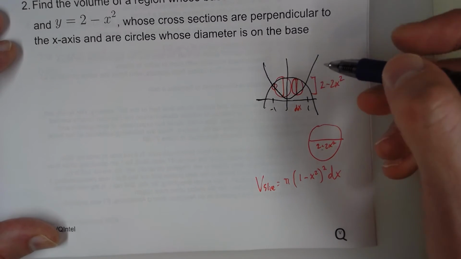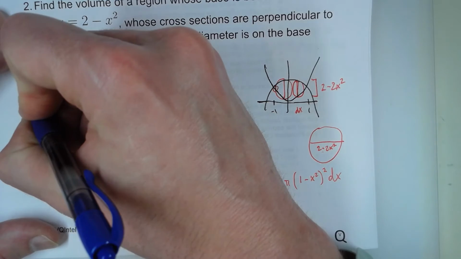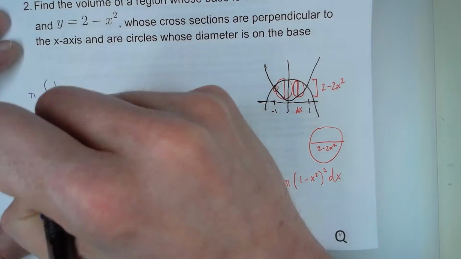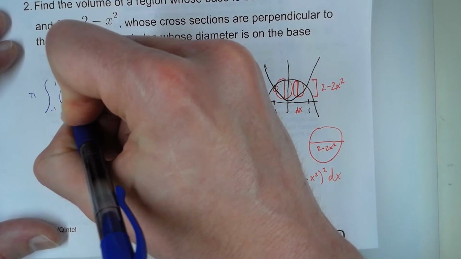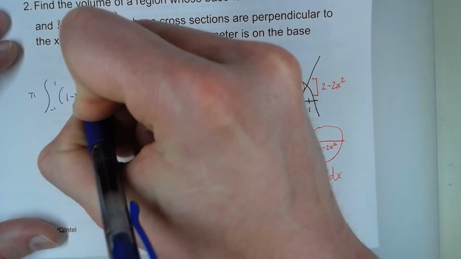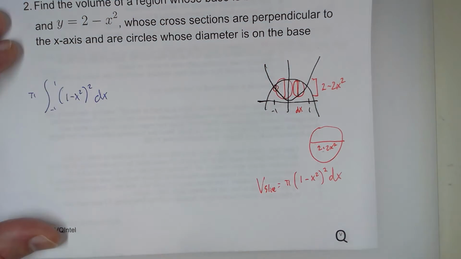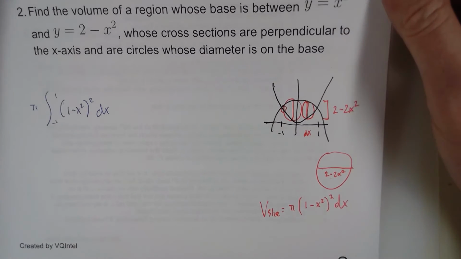Now we have to add up all these volumes. So pi goes out front, integral from -1 to 1 of 1 minus x squared, squared, dx. So there is our volume for that.